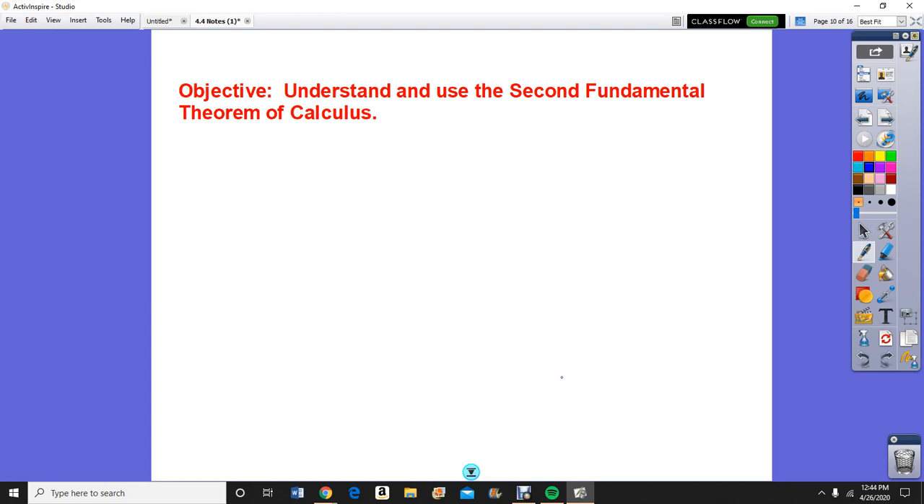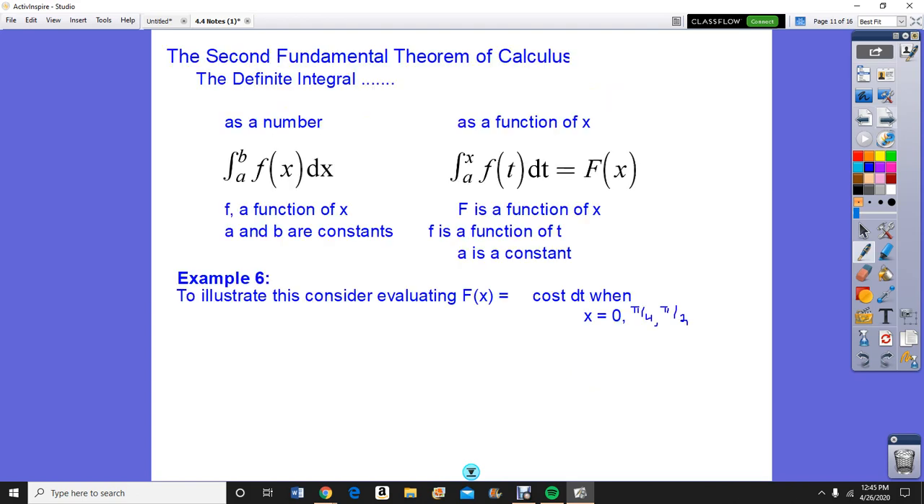In this video, we're going to look at understanding and then using the second fundamental theorem of calculus. So to work on the creation of that understanding, we're going to consider the definite integral as a number. And given most of our experiences, we've evaluated a definite integral as it goes from one number to another, so from one constant to another.